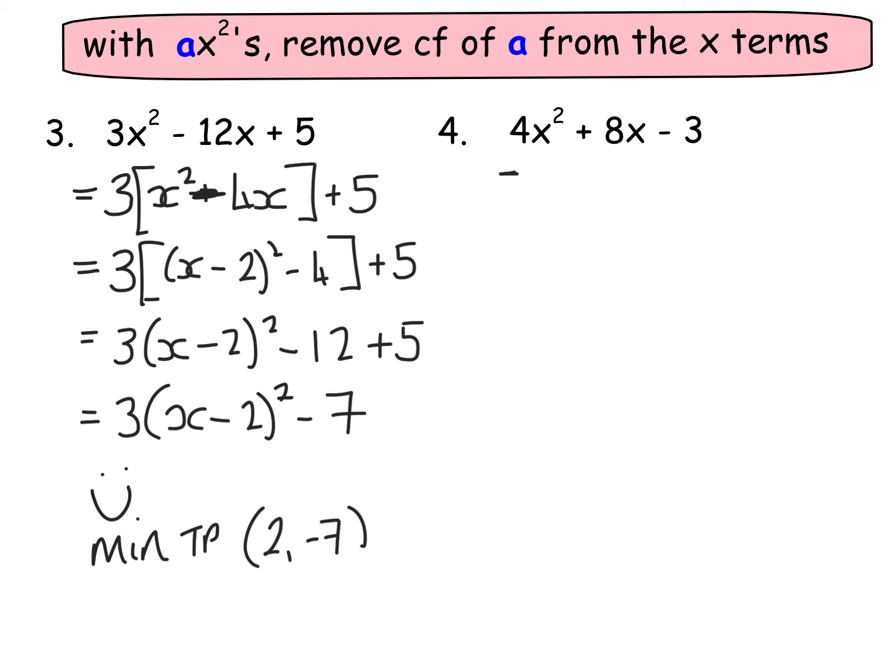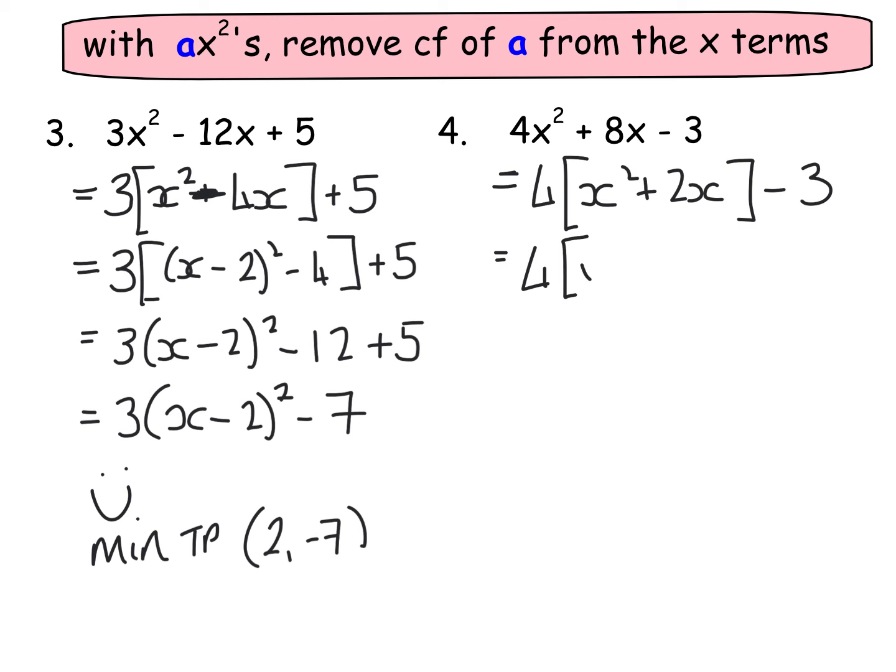So you do common factor of 4 out of the first two terms. Leaves you with x squared plus 2x. And your minus 3 just goes on the end. Complete the square inside. So you've got x plus half of 2 is 1. So x plus 1 all squared. Take away 1 squared, which is 1. Don't forget your minus 3 on the end.